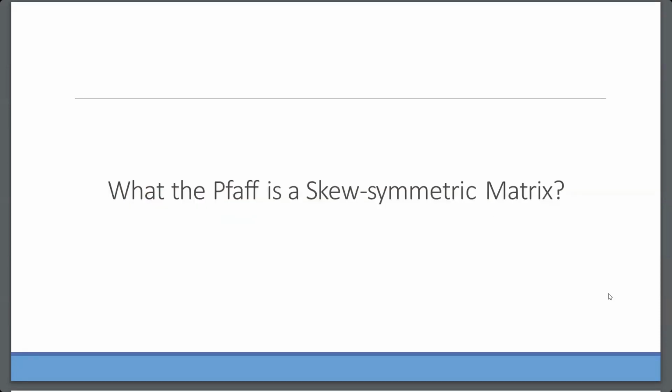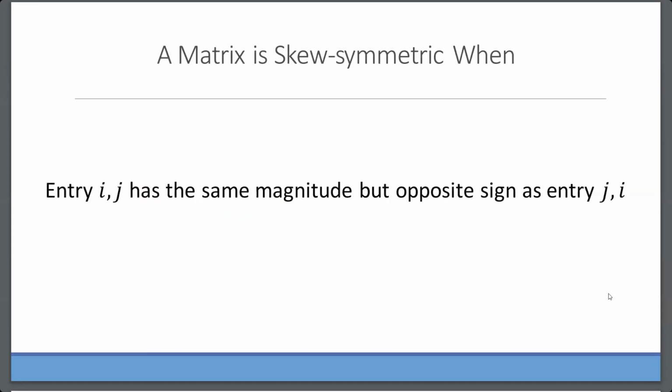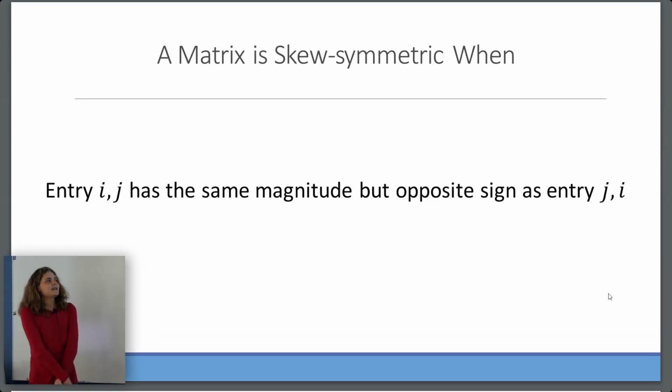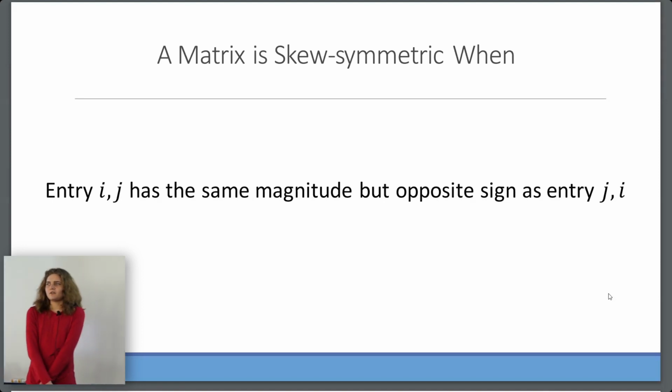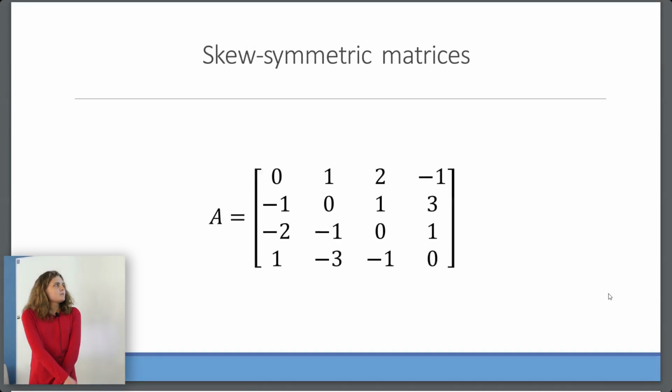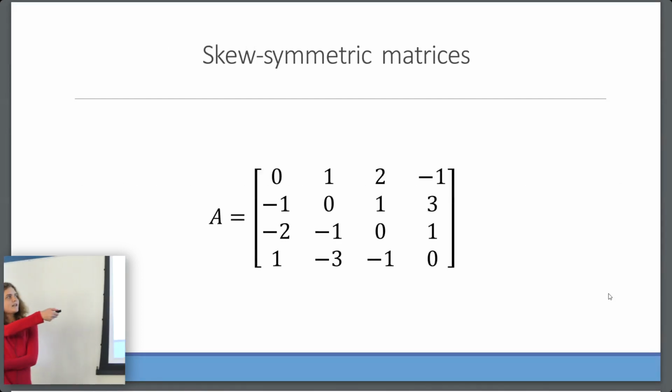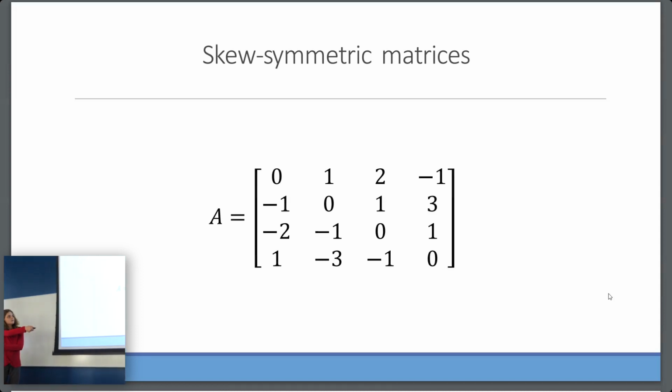What the Pfaff is a skew-symmetric matrix. So a matrix is skew-symmetric if the ij entry, that's the ith row and jth column, has the same magnitude but opposite sign as the ji entry, so the jth row and the ith column. So an example of a skew-symmetric matrix would be this. I've called this skew-symmetric matrix A. Notice that the main diagonal are all zeros.